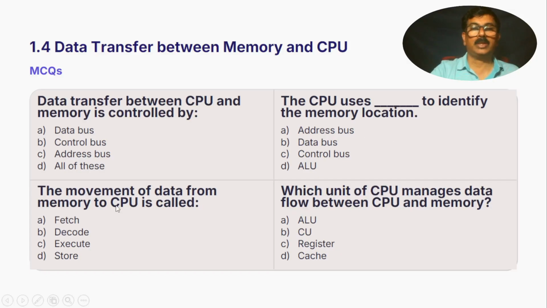The movement of data from memory to CPU is called: fetching, decoding, execution and store. Fetching. The movement of data from memory to CPU. Taking the data from memory to CPU is called fetching. Which unit of CPU manages data flow between CPU and memory? ALU, CU, register, cache memory. Control unit.